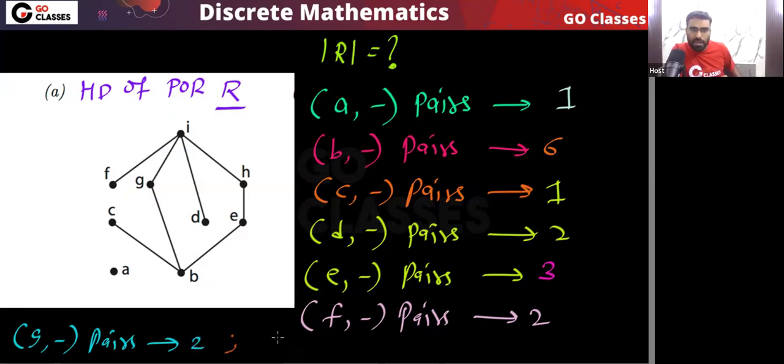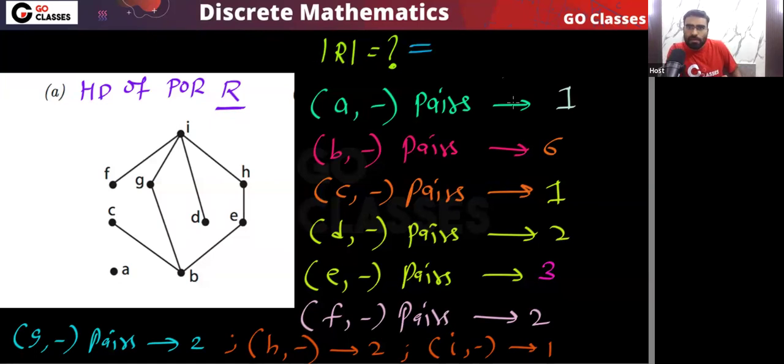And finally, how many for H? Okay, so there is H comma I also. So that will be 2. And I, that will be 1. Is this clear? A, B, C, D, E, F, G, H, I. So we have covered all of them. Now you tell me the total. What is the final answer?